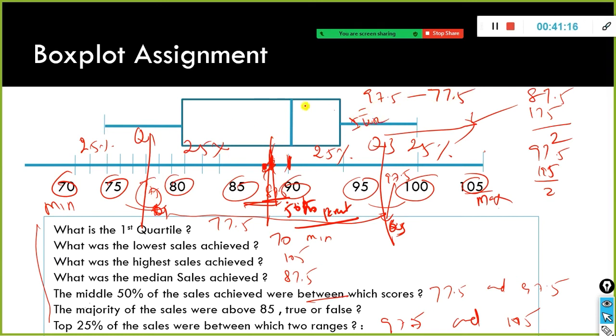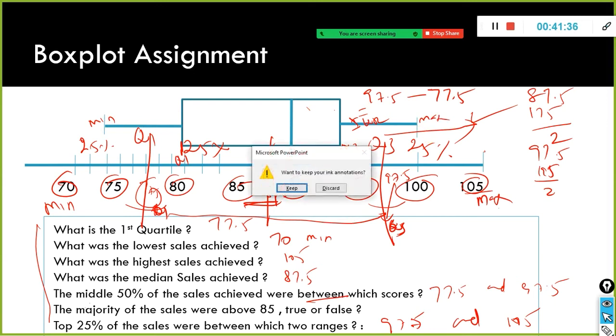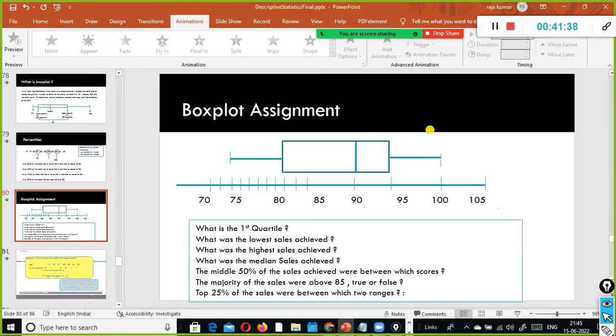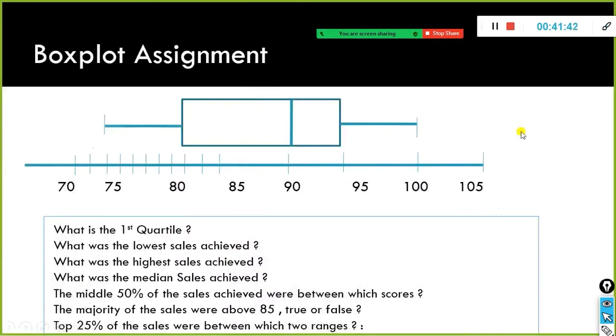So in simple terms, this is your Q1, this line is Q1, this is your Q3, and this is your Q2. This is your minimum, and this is your maximum. Let me just clear up everything and write it neatly.